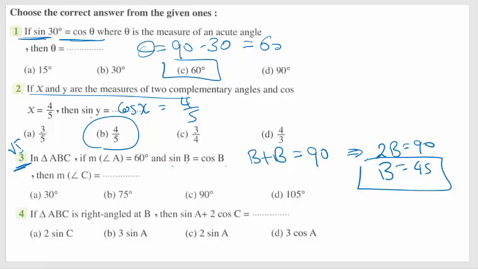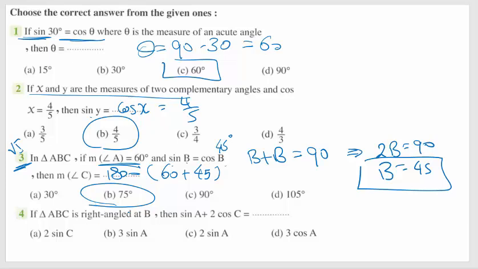And from this point, I'm telling you to take care while you are solving. The only angle which has the same value for sine and cosine is 45. So the measure of angle A equals 60, and the measure of angle B is 45. What about the measure of angle C? It will be 180 minus (60 plus 45), which is 75. Look at the next question.